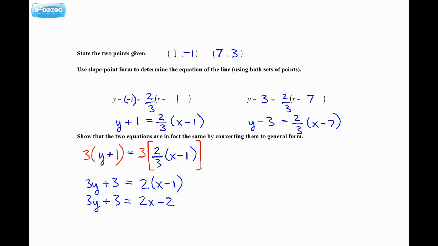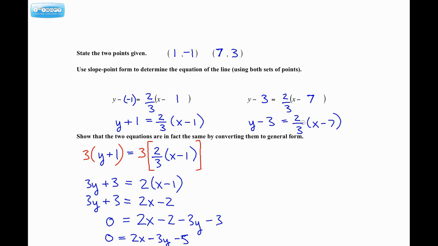And now to finish it off, to put it in general form, I want everything on one side equal to 0. I'm going to express everything on the right-hand side, only because that means this is already positive. So this is 2x minus 2. And I'm going to subtract 3y from both sides. And I'm going to subtract 3 from both sides, which leaves a 0 here. So let's finish it off. I get 0 equals 2x minus 3y, and then -2 minus 3 is -5. So now we've converted this into general form. Let's do the other one.